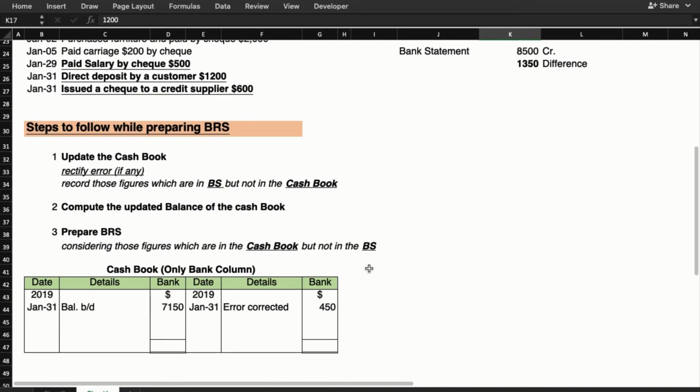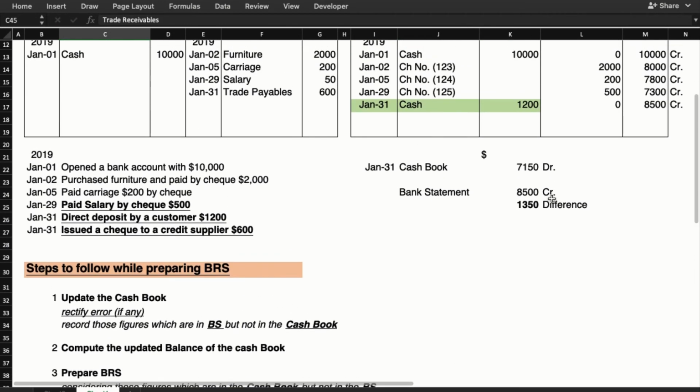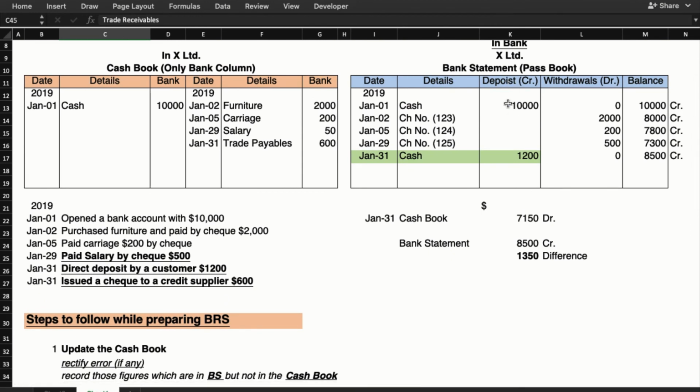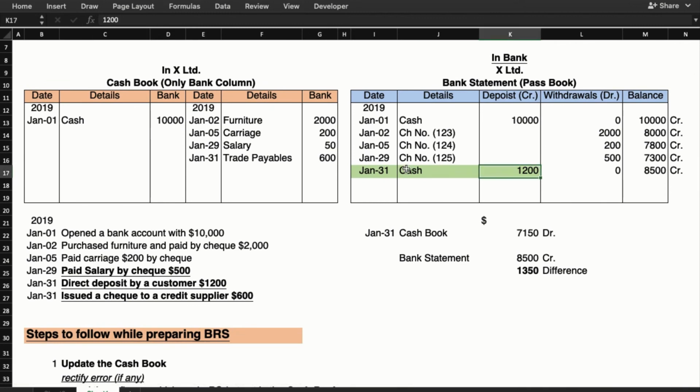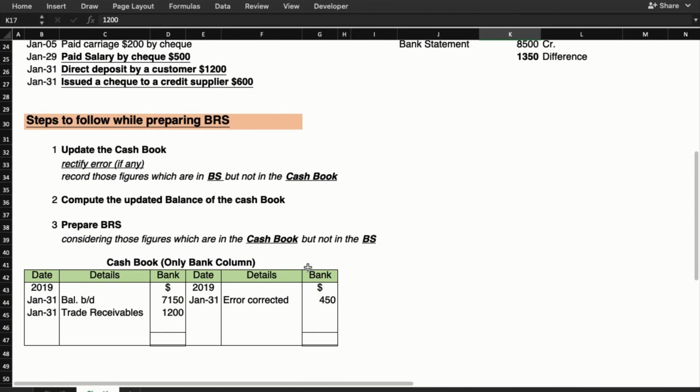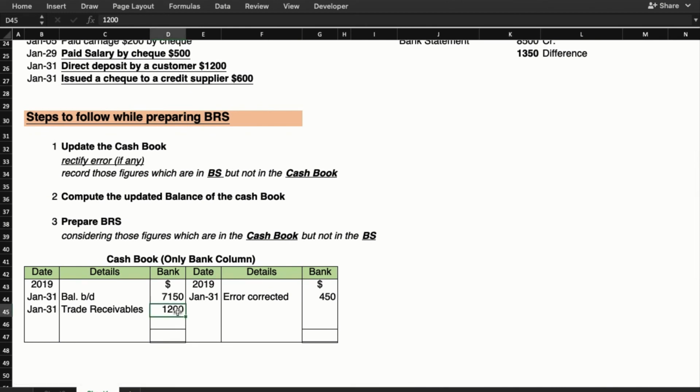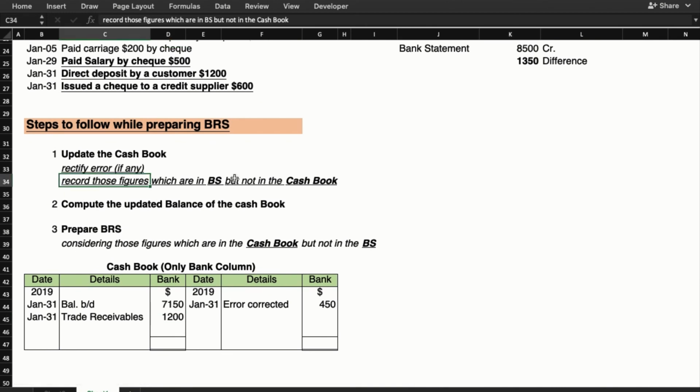So basically this is the money which I got from my customer. So bank balance will increase. So increase in asset, debit. So debit side I will record this 1200 and I will write here trade receivables. And I will put the date Jan 31st because on this date I got this information. I got the bank statement from the bank and I got this information that one of my customers put $1,200 in my account. So now that 1200 I will record in the cash book. So second point is also done. So I am done with the step number 1.